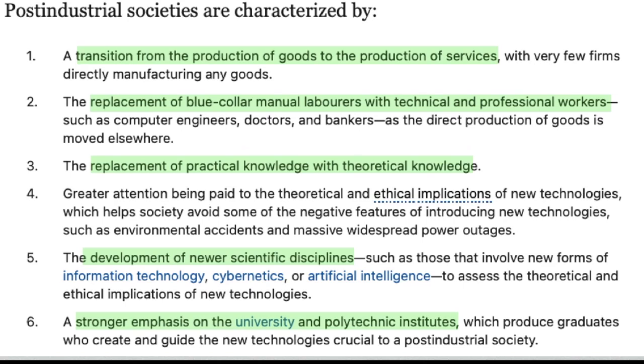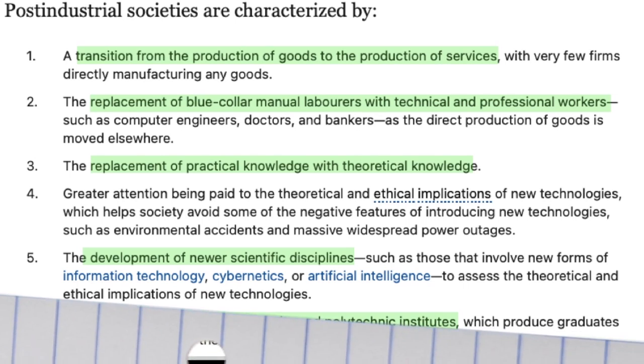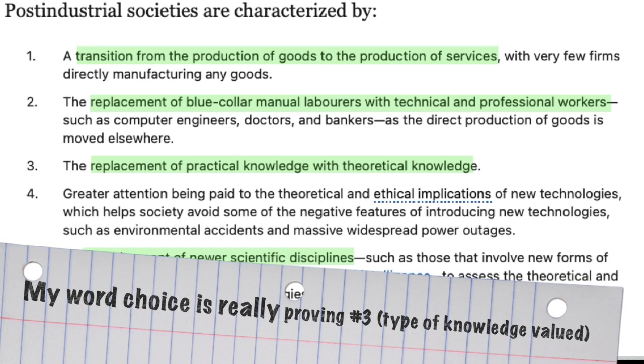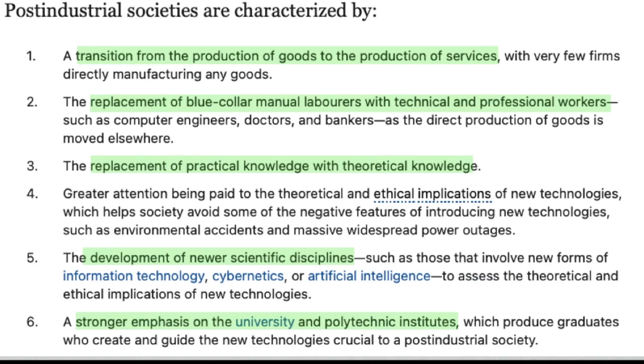You have the development of newer scientific disciplines, often involving computers, the internet, and artificial intelligence. And then you have this stronger emphasis on university, going to college, because we need people with critical thinking skills, people who can advance the technology we have and not just do a simple task over and over again on an assembly line. And so as our country navigates through a post-industrial society, that's been changing our society.